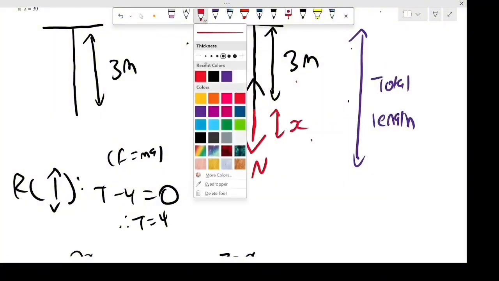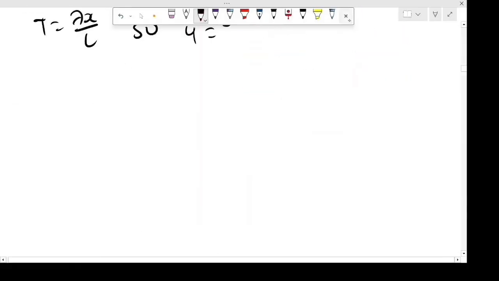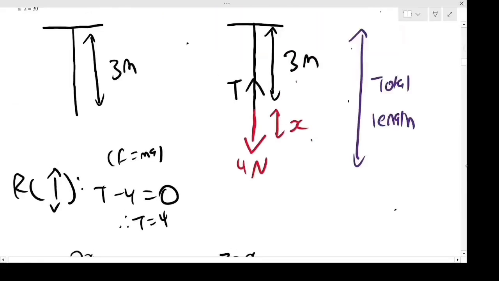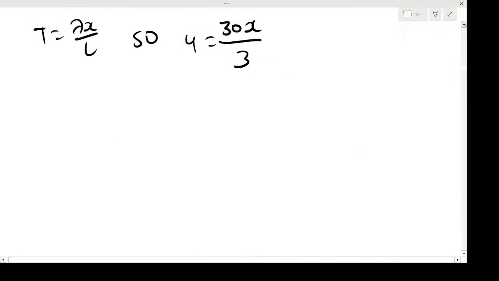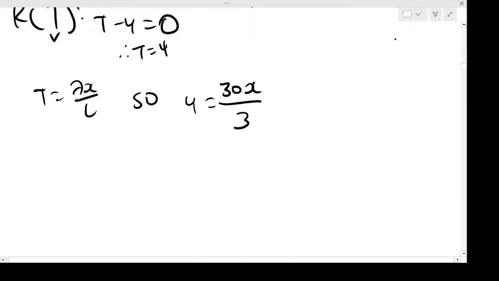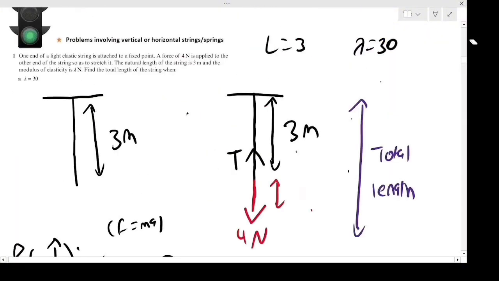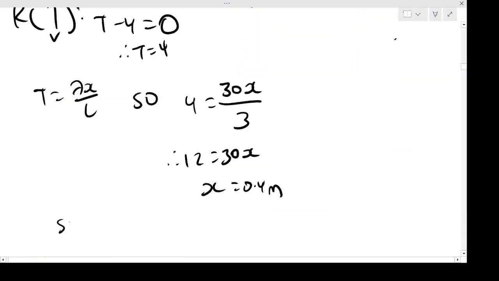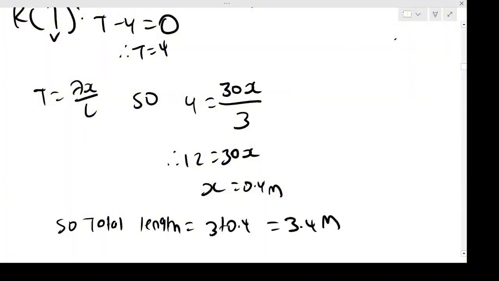Then I'm going to divide by my natural length. My natural length again is 3. And so from this I can find x, my extension. So therefore 12 is 30x. So that means x, if I divide by 30, I get 0.4. So this is 0.4 meters. My total length is going to be 3.4, so 3 add 0.4, which is 3.4 meters, and there we are.